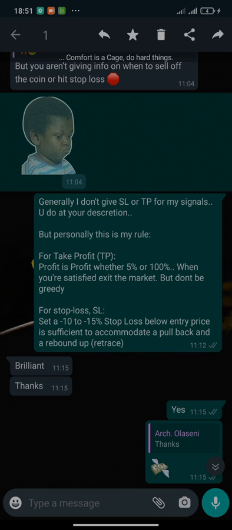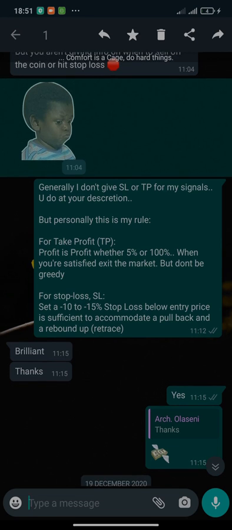And for stop loss, set it at negative 10% to negative 15% below your entry price. I mean, this is what I do. Sometimes I set it as low as 5%, sometimes as low as 3%, depending on how I'm watching the trade. But this is my general rule, so you do you, right? Which is sufficient to accommodate a pullback and a rebound, which is a retrace.